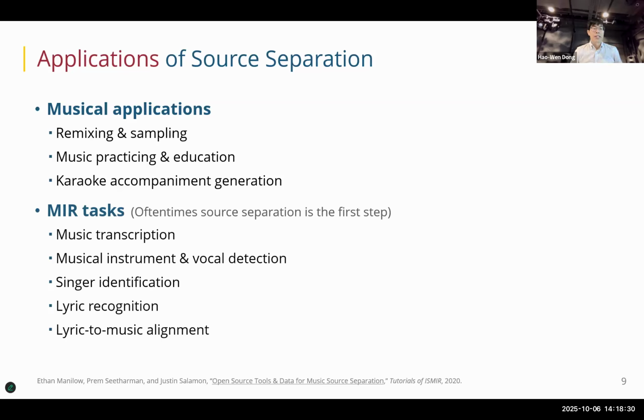There's also a lot of MIR tasks, music information retrieval tasks. Usually source separation is the first step if you want to do a lot of different things. Music transcription: you can separate the tracks and then do the transcription on each single instrument, which is usually much better than just applying it directly. You will have music instrument and vocal detection, singer identification, lyric recognition, lyric-to-music alignment. So for all of these, you sort of need vocal-music track separation to enable that.